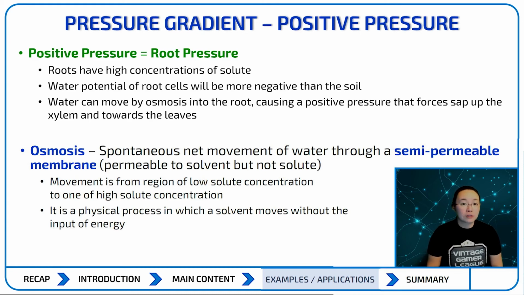That causes something called a positive pressure that forces the sap up the xylem and towards the leaves. The main driving force for this is osmosis. It's the spontaneous net movement of water through a semi-permeable membrane. So it's permeable to solvent, but not solute. Now, the movement is always going to be from a region of low solute concentration to a region of high solute concentration, so that makes sense.